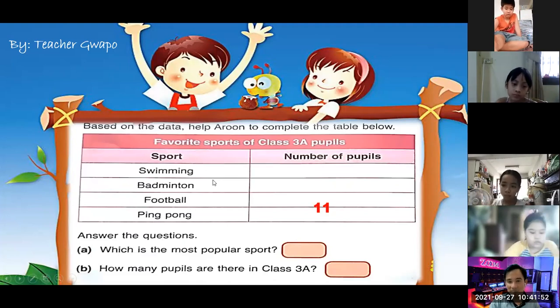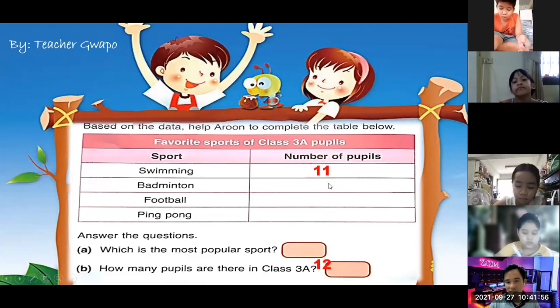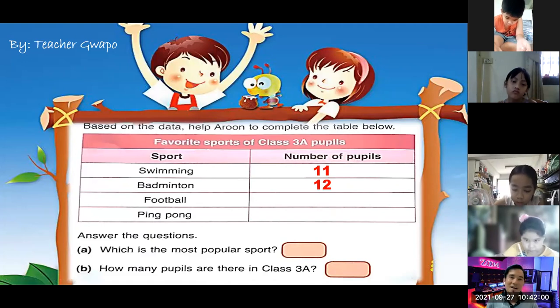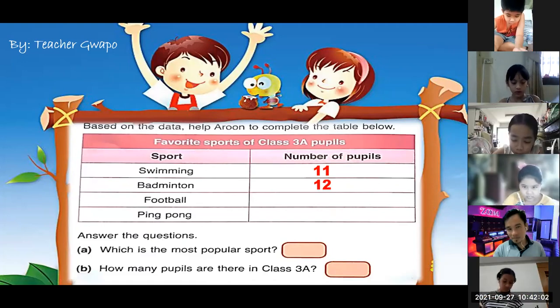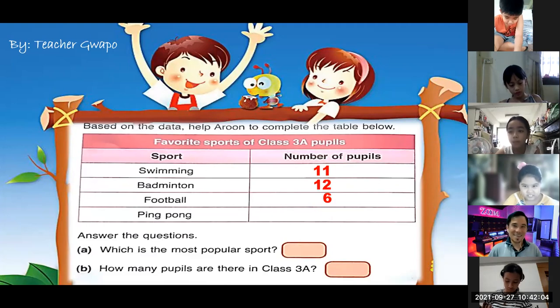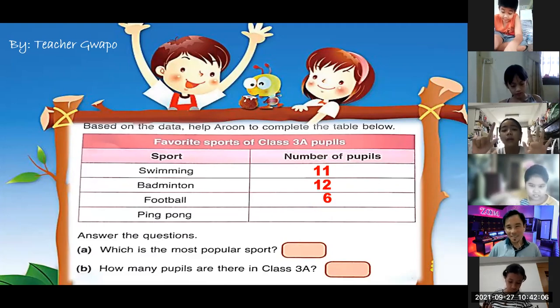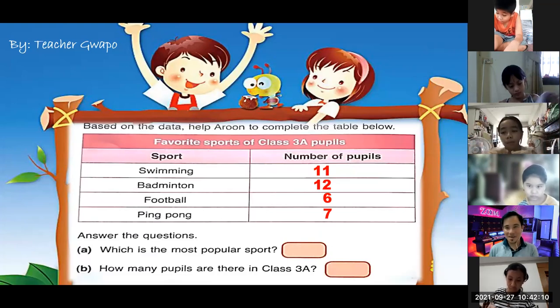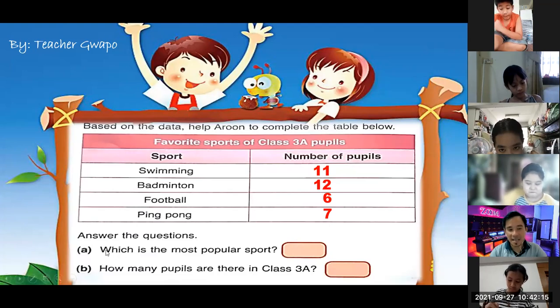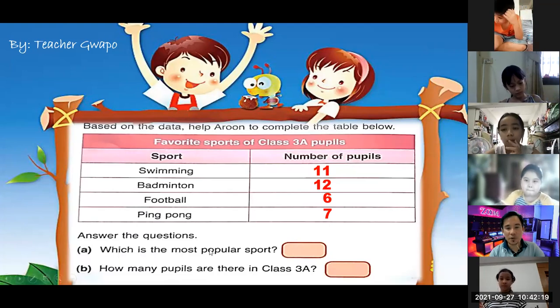Swimming, 11. Okay, 11. Badminton, 12. Football, 6. Very good. Ping pong, 7. Wow, very good. Now here, letter A. Let us answer letter A. Which is the most popular sport?